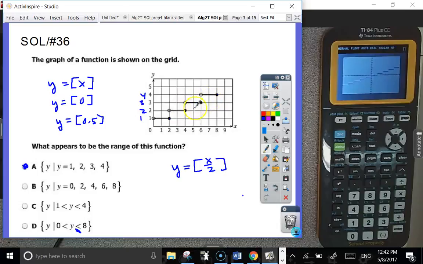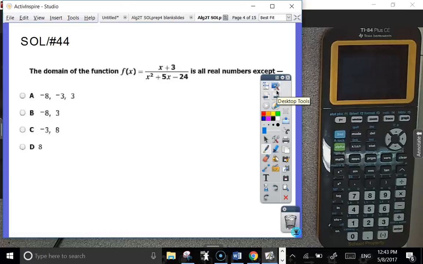No, this is an open circle with x equals 0. So the domain does not include 0, but not on the left. On the right, it includes the 8. Okay, so, next. This is number 44.